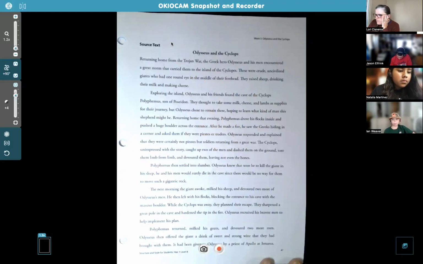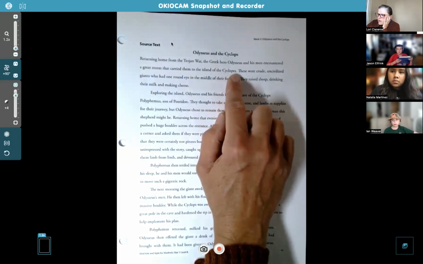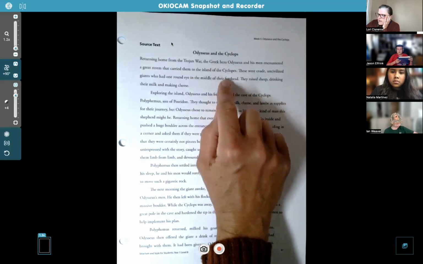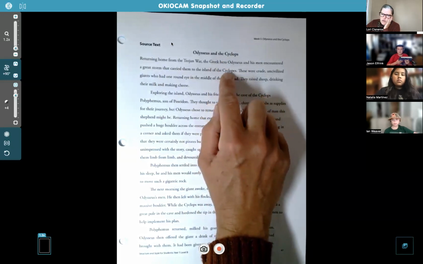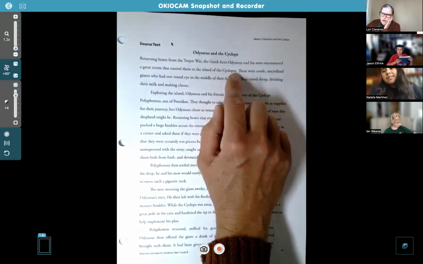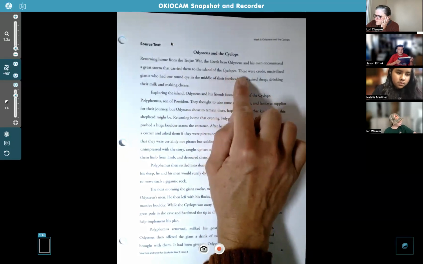So returning home from the Trojan War, the Greek hero Odysseus and his men encountered a great storm that carried them to the island of the Cyclopes. Notice that word Cyclopes has an E, but our title does not. So this is Cyclopes and then Cyclops. So Cyclopes is going to be a plural. The island of the Cyclopes.